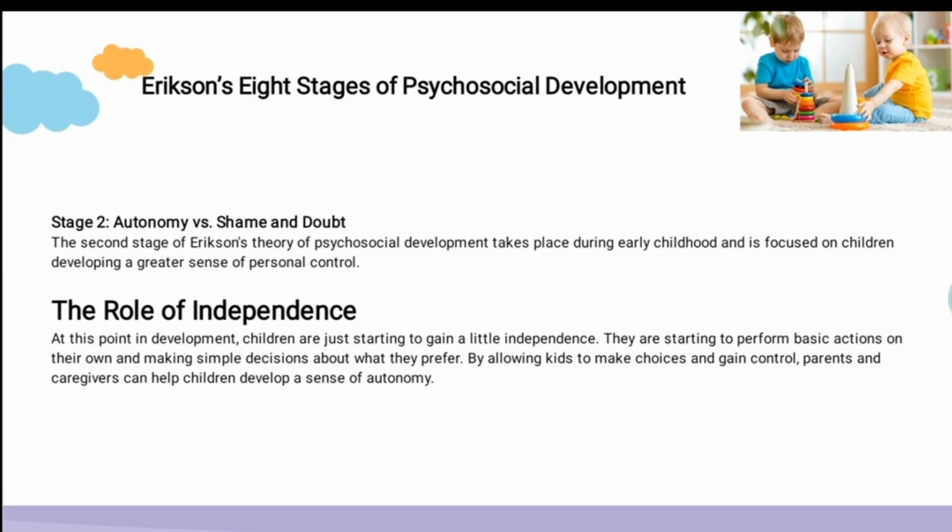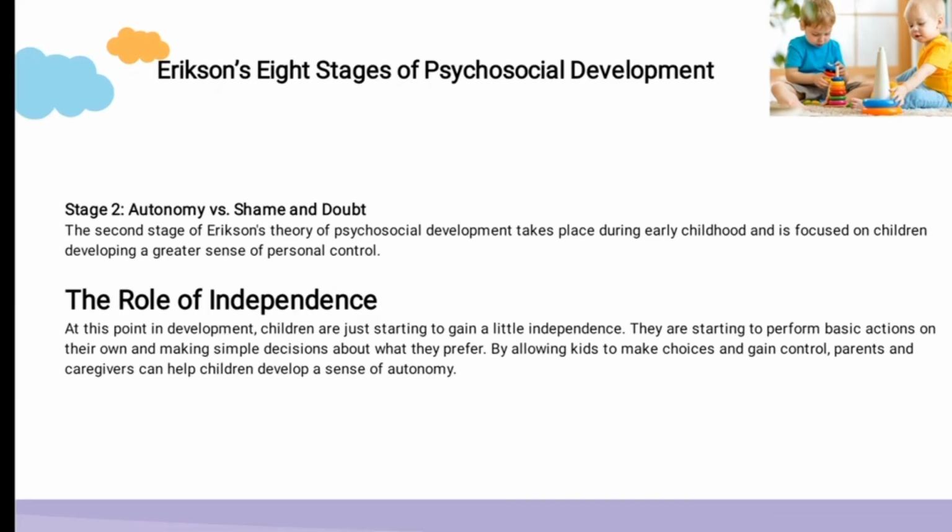Next, in stage 2, there is autonomy versus shame and doubt. The second stage of Erikson's theory takes place during early childhood and is focused on children developing a greater sense of personal control. At this point in development, children are just starting to gain a little independence, perform basic actions on their own, and make simple decisions about what they prefer. By allowing kids to make choices and gain control, parents and caregivers can help children develop a sense of autonomy.